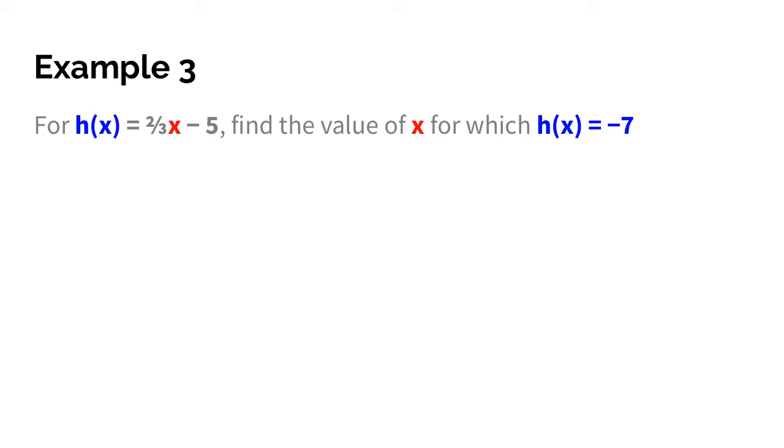Here, you are given the function h of x equals 2/3 x minus 5. But instead of giving you a value of x, I'm telling you to find the value of x. So we're going to find the input, and here you are given an output.